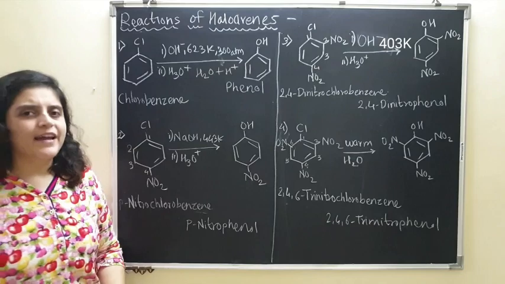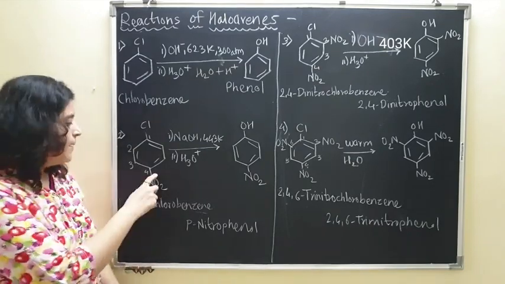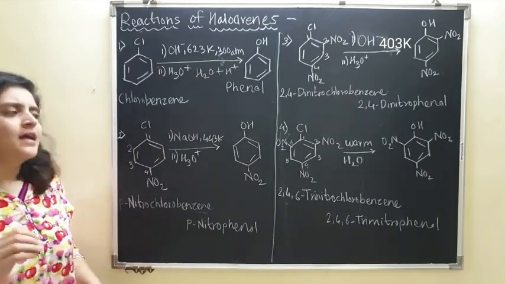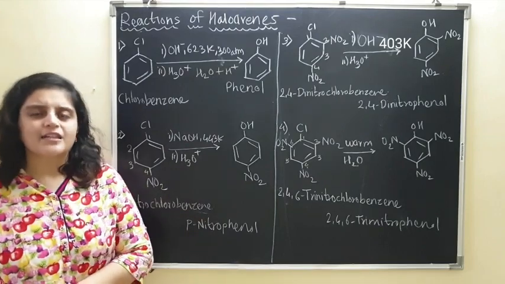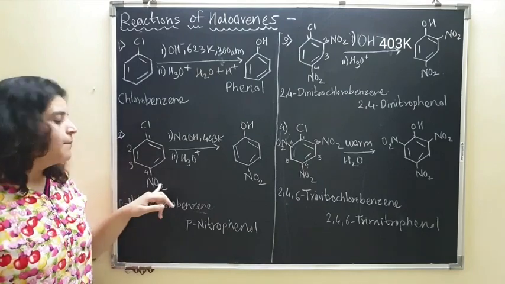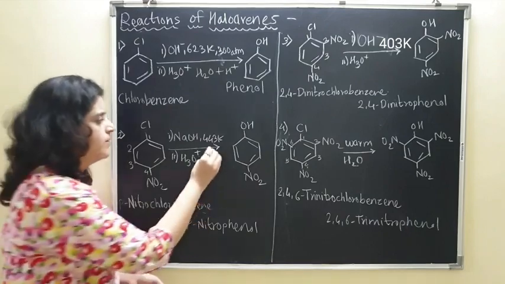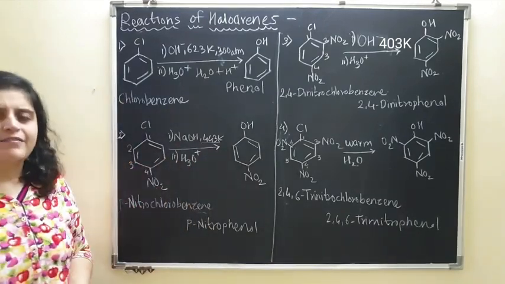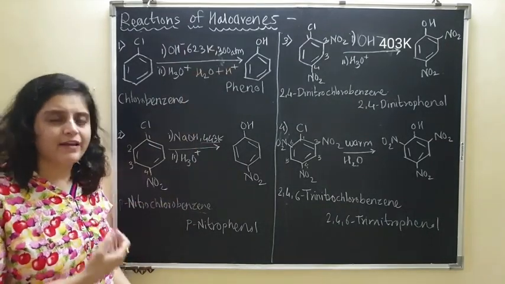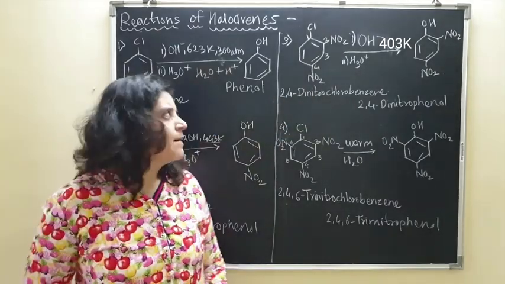Now look at the second reaction. Here we have one electron withdrawing group present at the para position. Now the conditions of the reaction have become mild. Here we required 623 Kelvin, but if we have an electron withdrawing group at the para position, we require 443 Kelvin, which is a little lower temperature than what we required in the case of chlorobenzene. Now let us go to the next example.